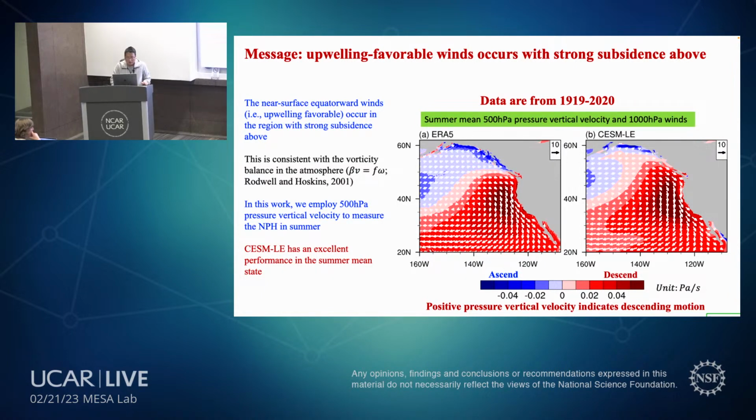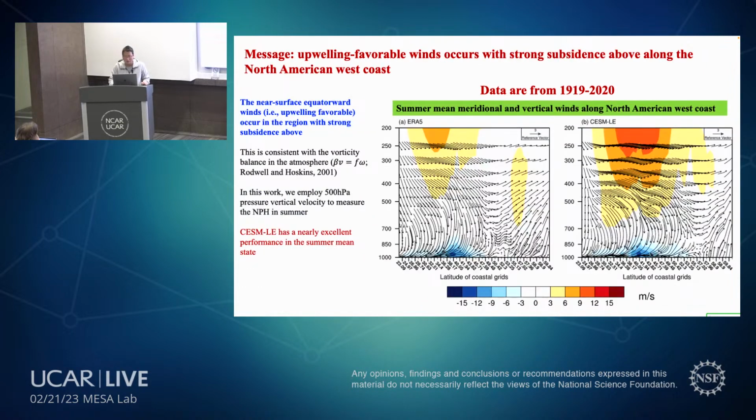These winds are upwelling favorable since they point to the equator in the northern hemisphere. And we also notice these equatorward winds occur in regions with strong subsidence above. This is consistent with the vorticity balance in the atmosphere, according to previous studies. And we can see this relationship also along the west coast of North America.